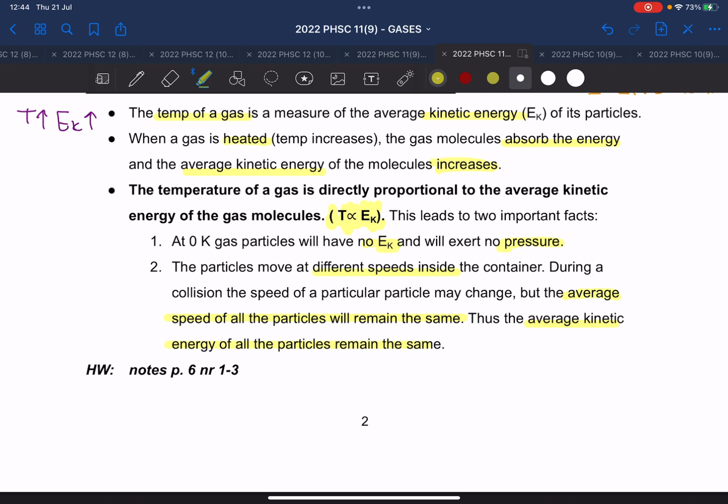Okay, homework. Notes number 1 to 3 for tomorrow, please.